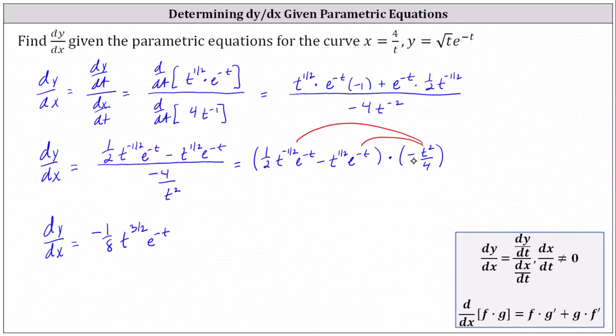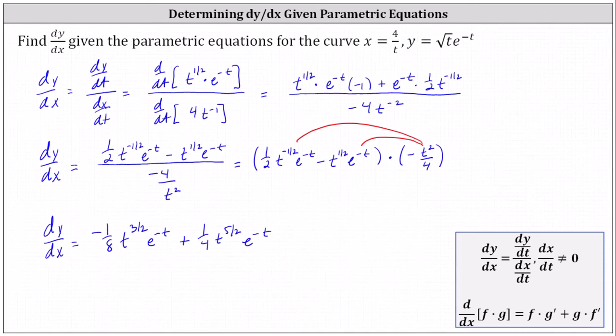And then for the second product, we have a negative times a negative, so we have plus 1/4 t^(5/2). Notice we have t^(5/2) because 1/2 plus 2 is 2.5, or 5/2, and we also have a factor of e^(-t).